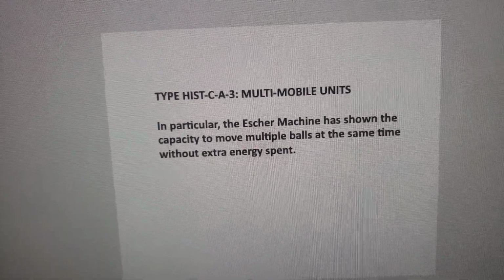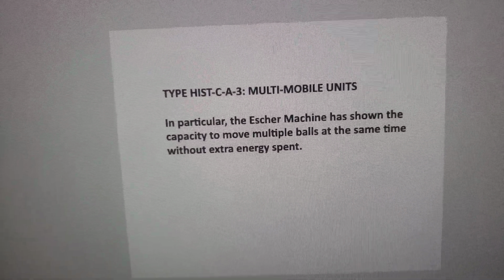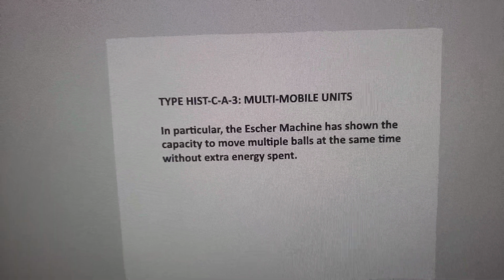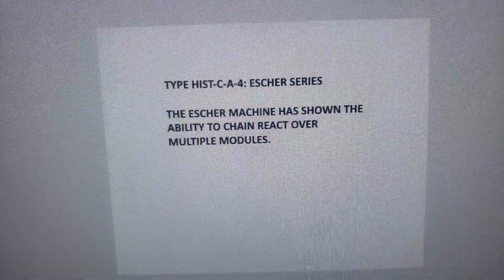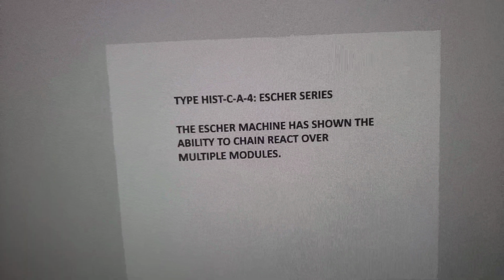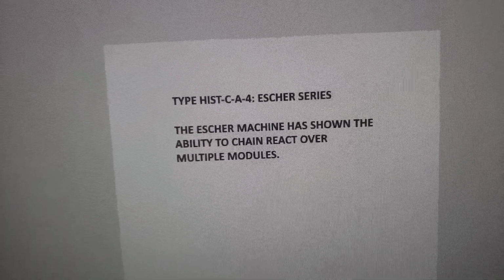Type history CA3, multi-mobile units. In particular, the Escher machine has shown the capacity to move multiple balls at the same time without extra energy input. Type history CA4, Escher series. The Escher machine has shown the ability to chain react over multiple modules.